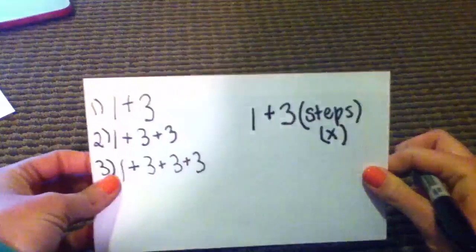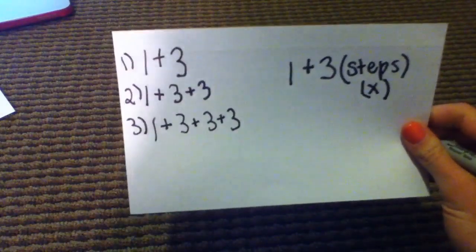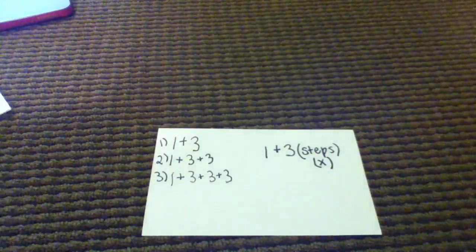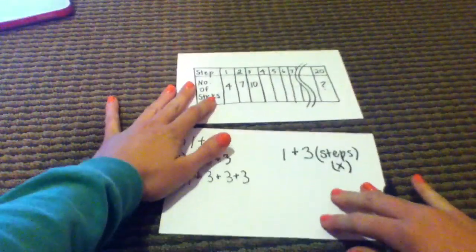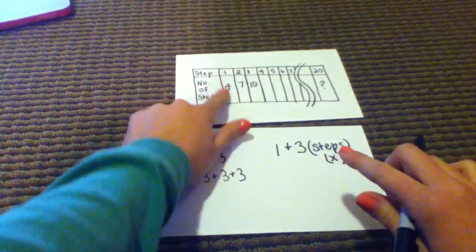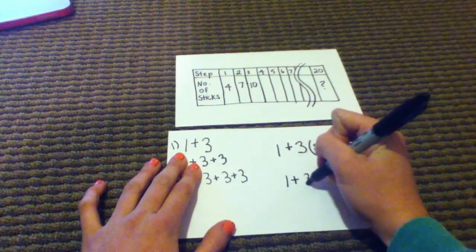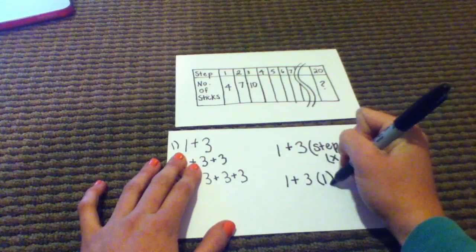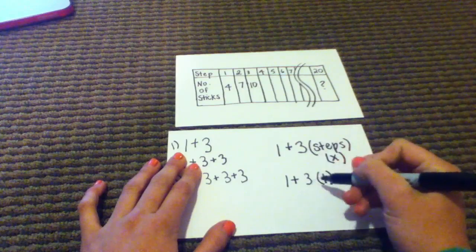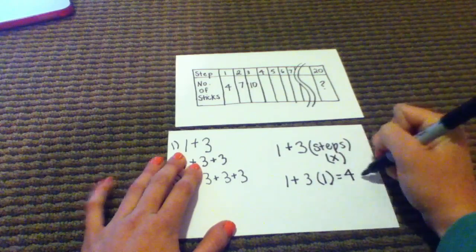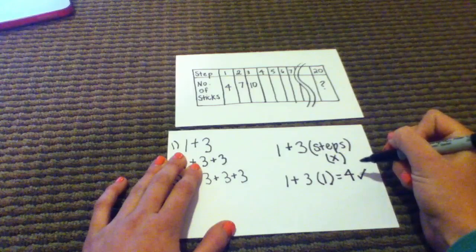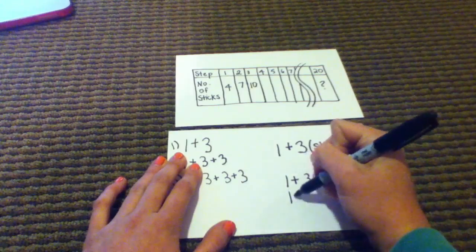So now that we've found a potential rule, we're going to test it. So let's bring our diagram back. We're going to see if we plug in 1, are we going to get 4 as our number of sticks. 1 plus 3 times 1, our number of steps. 1 plus 3 is 4. So we know that one's correct. The rule works for step 1, so let's try it with step 2.